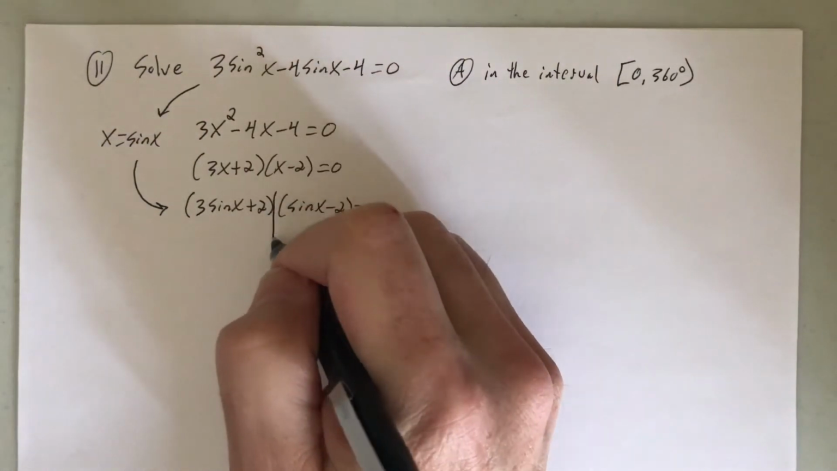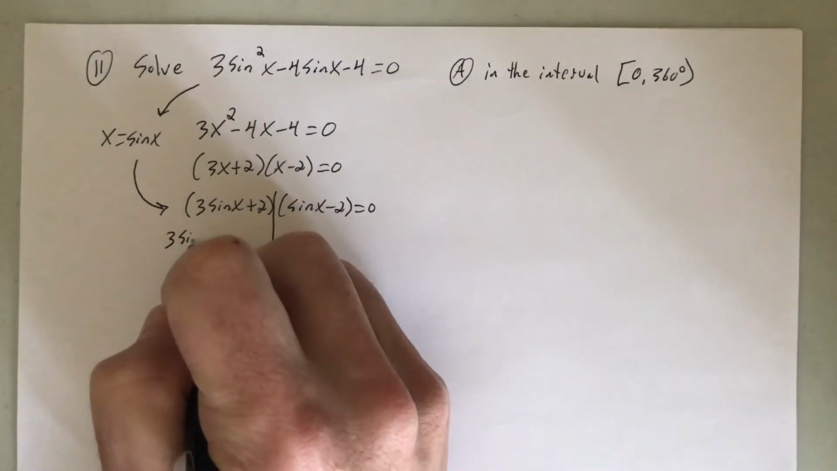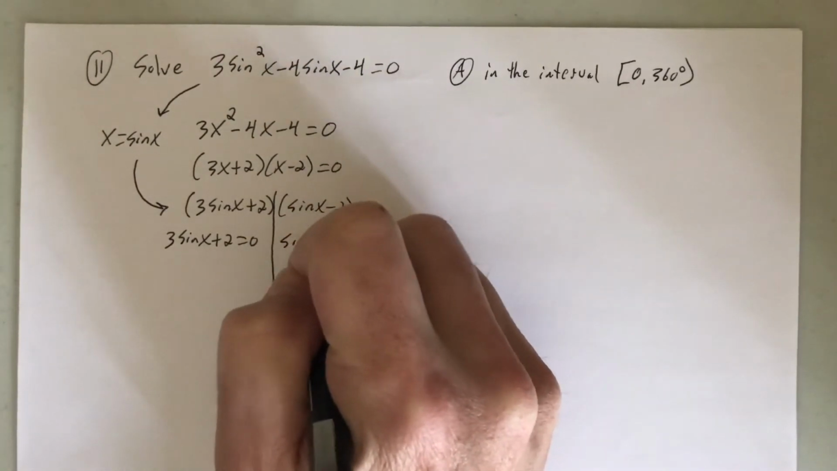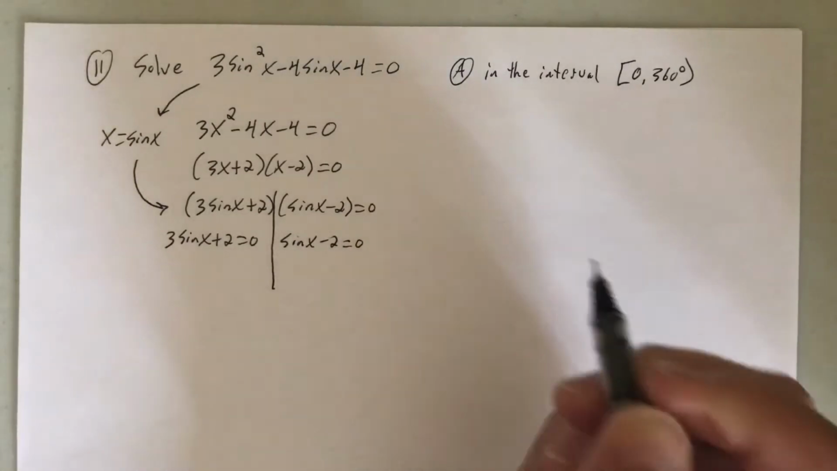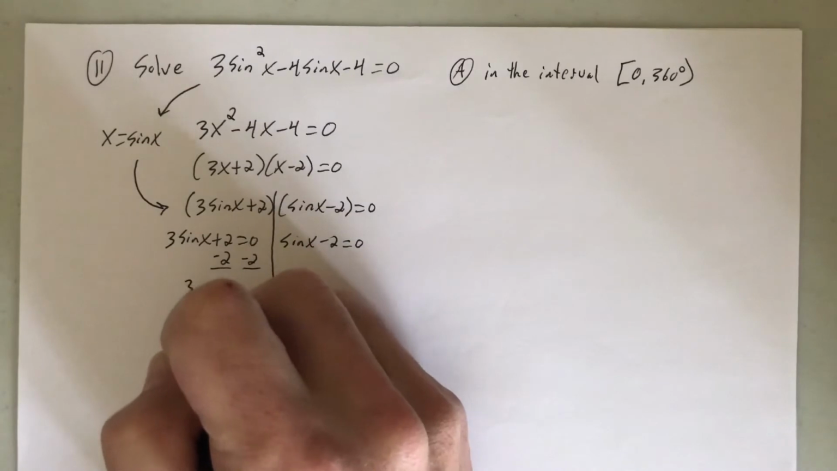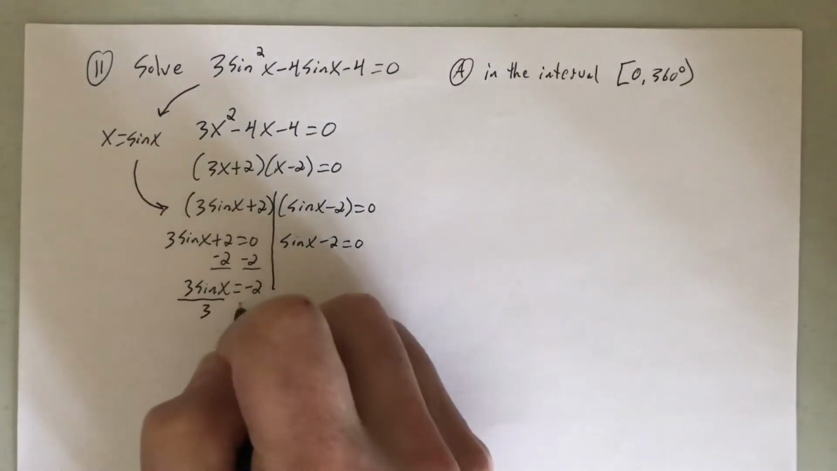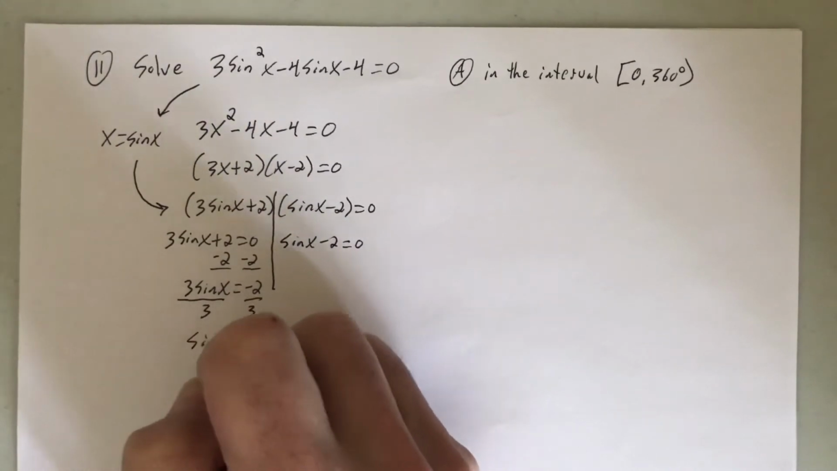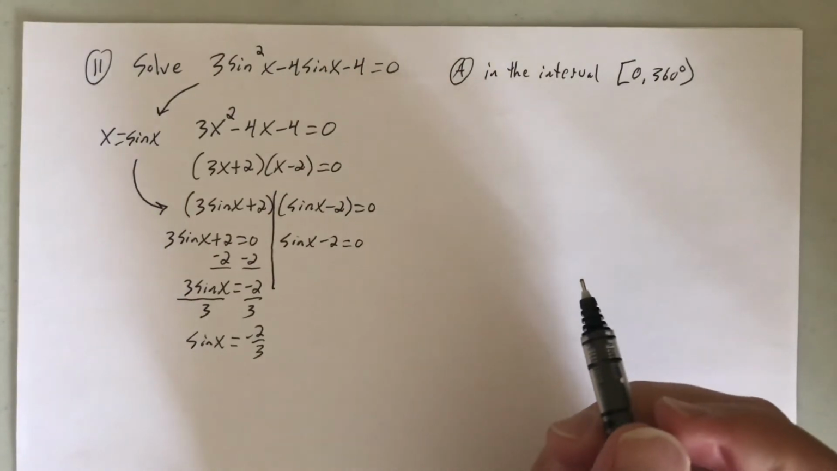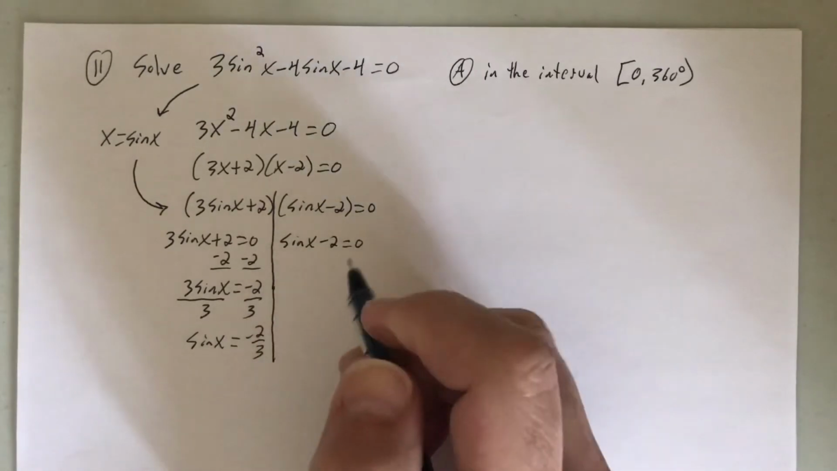So we're going to go ahead and set these equal to 0. So 3 sine x plus 2 is equal to 0, and sine x minus 2 is equal to 0. Then I'm going to subtract 2, and I get 3 sine x is equal to negative 2. Divide by 3, and I get sine x is equal to negative 2/3. That does not look familiar on the unit circle, so we're definitely going to have to do an inverse to solve for that.